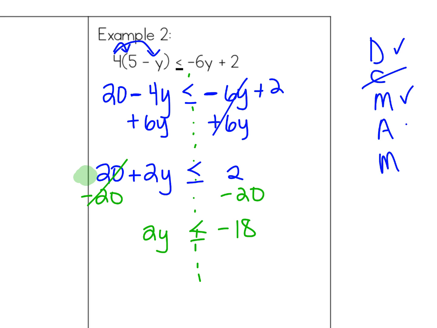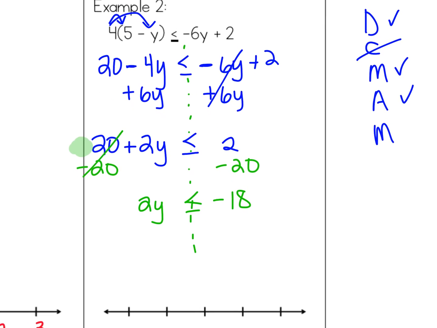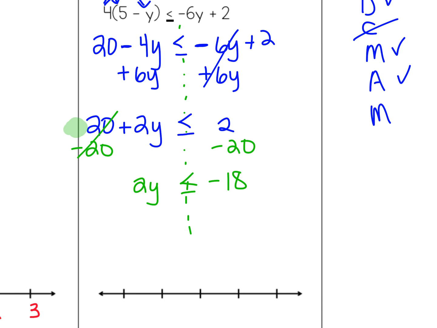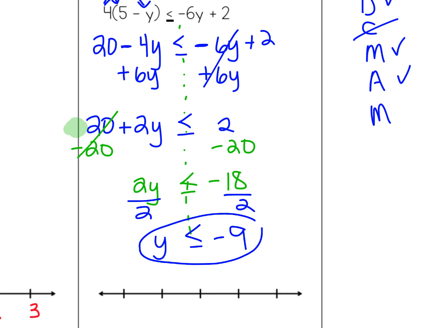So now we're done with the adding and subtracting part. Last step is to multiply and divide. So that 2y, if I wanted to get rid of the 2, I would have to divide by that. Since 2 is a positive number, we're dividing by positive 2. The sign does not need to change, and it could stay as less than or equal to negative 9. That is our answer. But now let's put it on the number line.